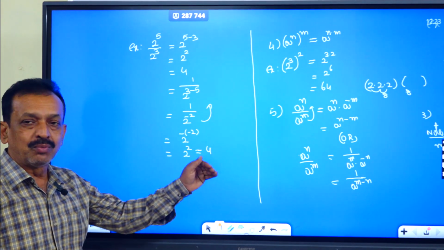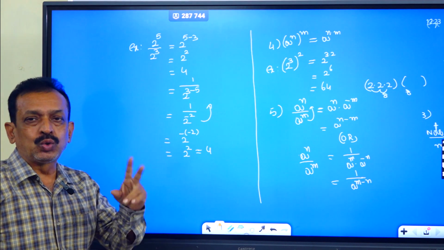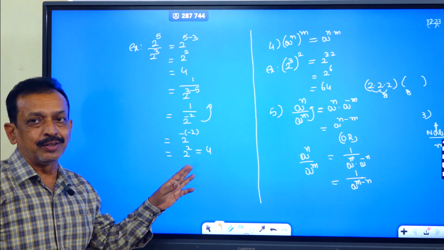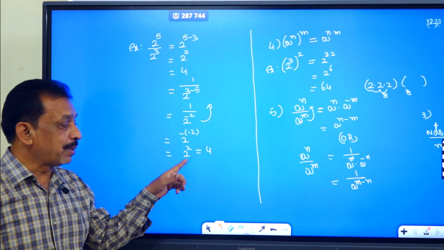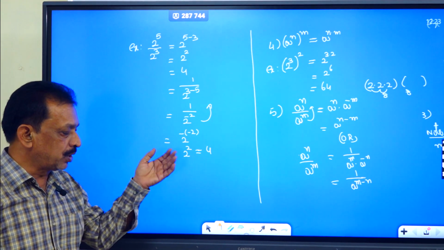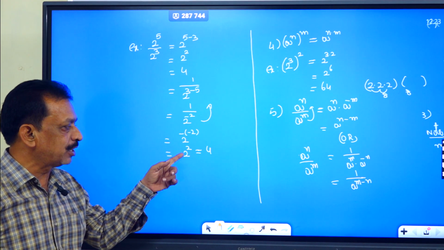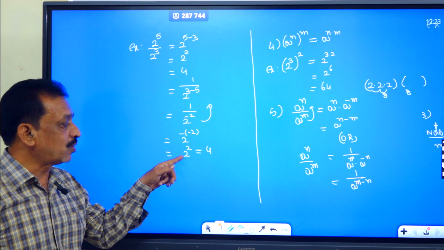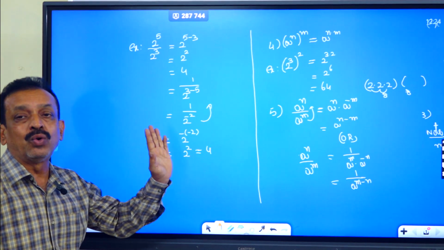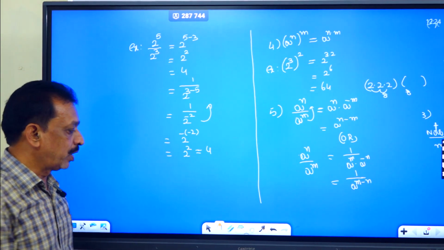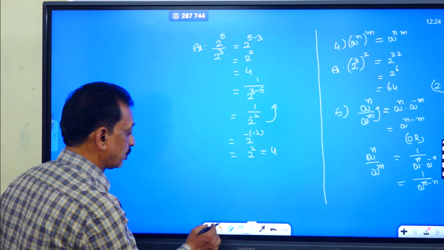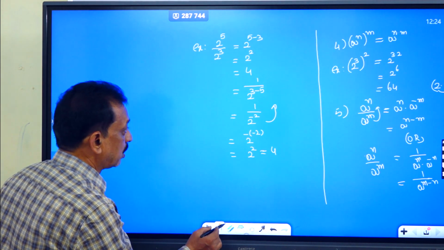What is the problem? The value is the same. You should not get two values, you get only one value. But the position may be changing. If I want to write this value in the denominator, then it is 1 by 2 to the power of minus 2. But the value won't change, that you have to remember. Okay, very good. Next.